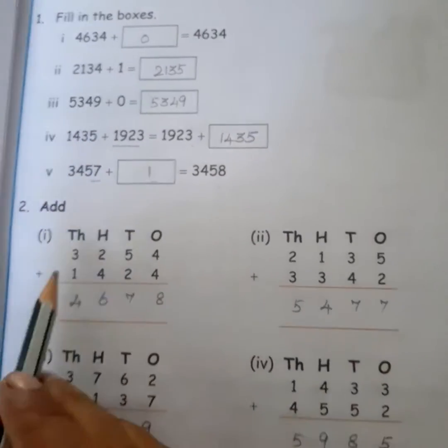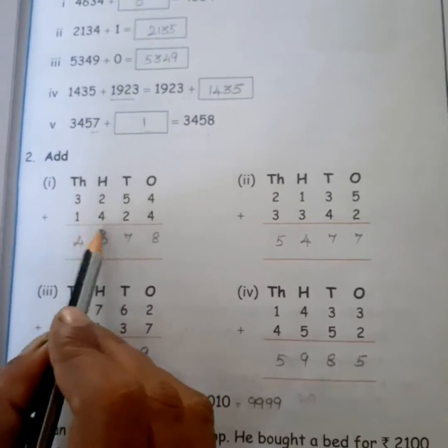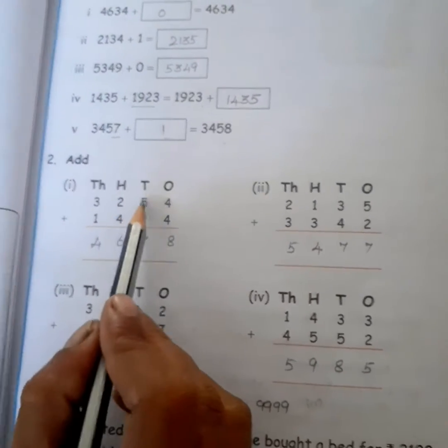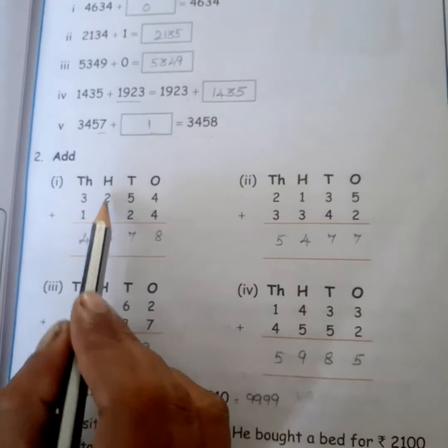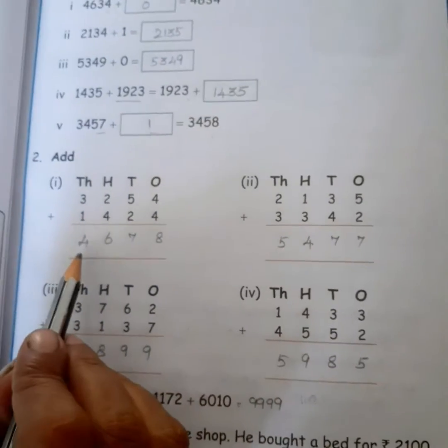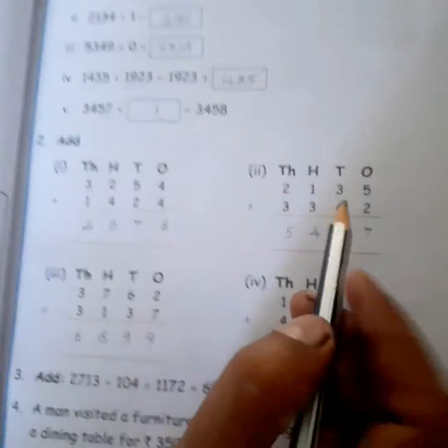Add 3254 plus 1424. 4 plus 4 equal to 8. 5 plus 2 equal to 7. 2 plus 4 is equal to 6. 3 plus 1 is equal to 4. Answer 4678. Next question.